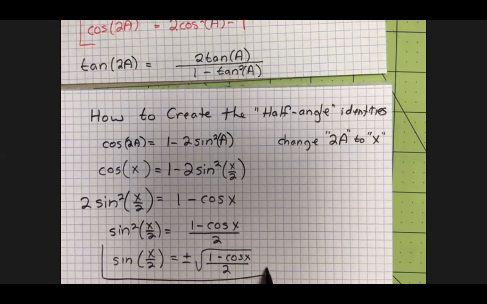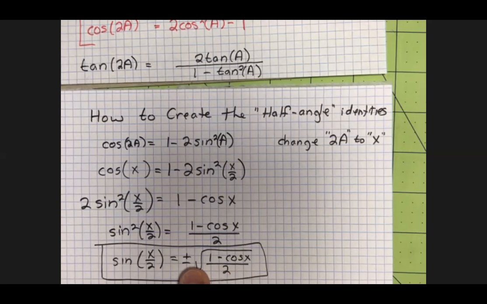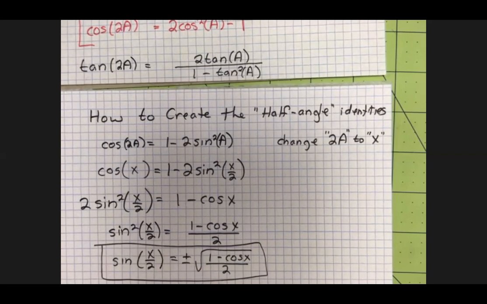So this is the first half angle identity. This is the sine of half of x. And you can compute it just by knowing the cosine of x, but you have to manually choose the right plus or minus sign in front of it. I'll demonstrate in a second. Let's do the other half angle formula.